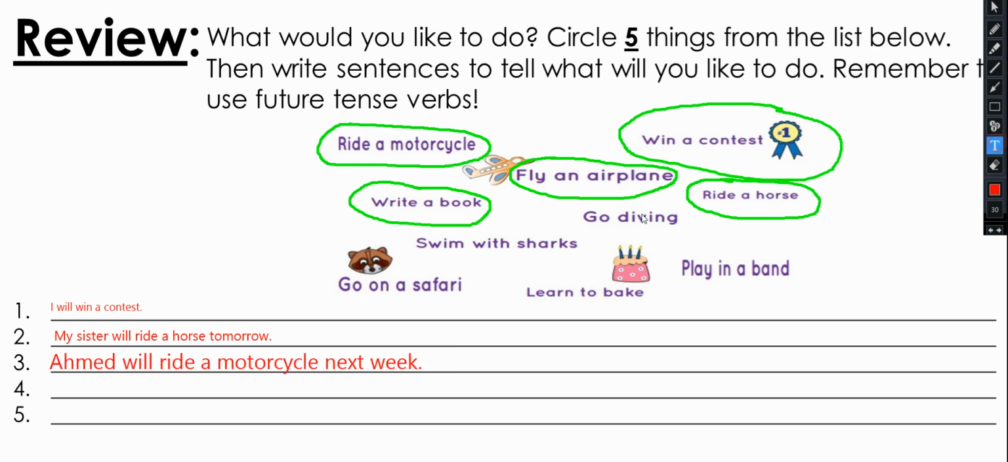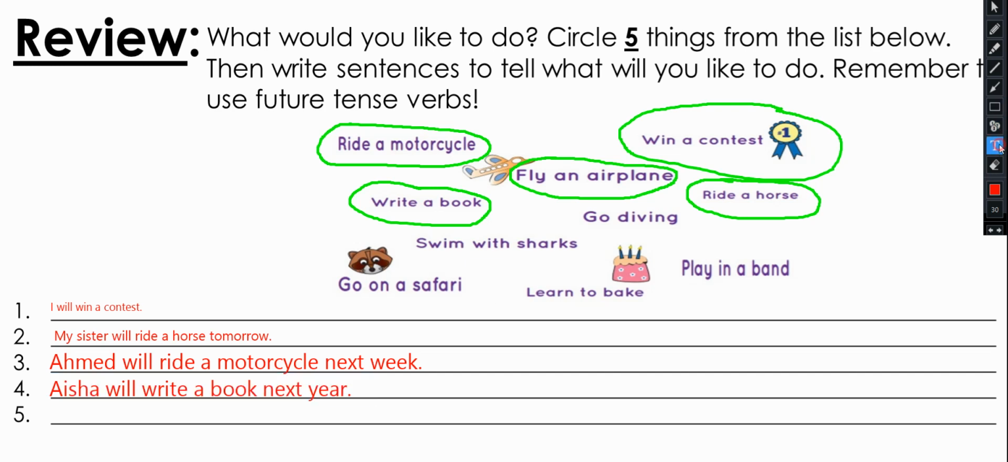Write a book. Let's see. Aisha will write a book. When will she write a book? It has to be a future. It could be what? Tomorrow. It could be next Saturday. It could be next week. So let's say next year.